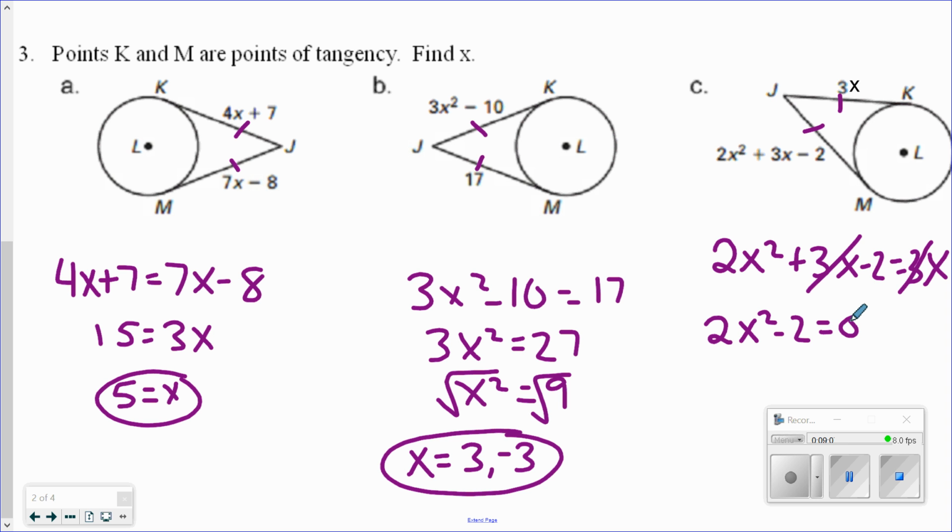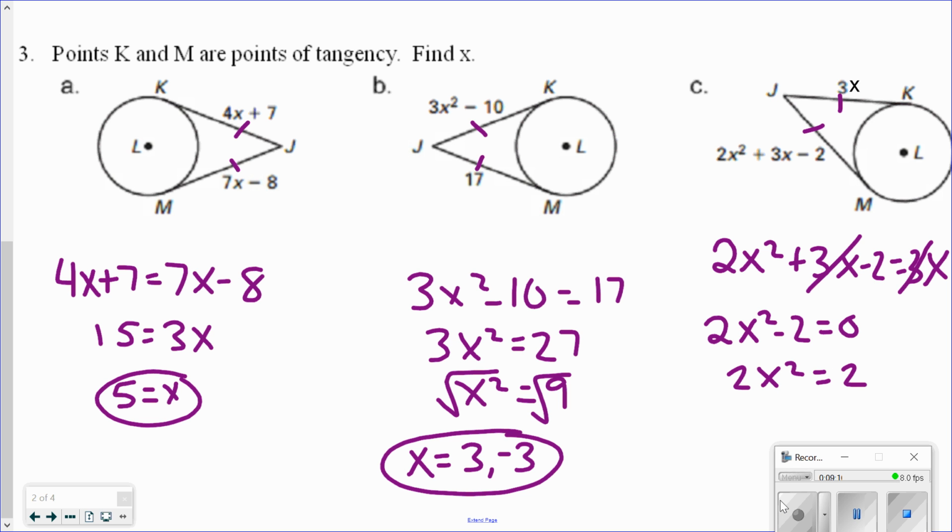Now this looks a little weird, but I can still solve for x here by adding 2 to each side, and that gives me 2x squared is equal to 2. Divide by 2 on each side. X squared is equal to 1, which means the square root of 1, we know that x is going to equal positive 1 as well as negative 1.